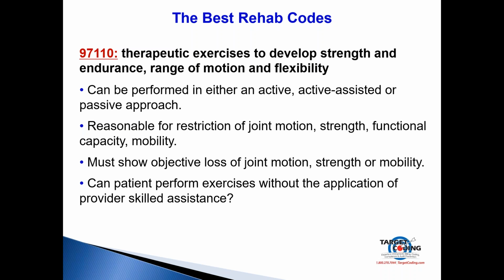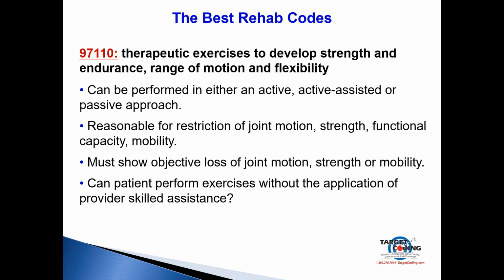So these therapeutic exercises can be performed with an active, assisted, or passive approach. Some of the doctors I work with, it's all passive. Some it's all active. It could be a combination, little here, little there. Used for restriction of joint motion, strength, functional capacity, mobility. Your documentation must show objective loss of joint motion, strength, mobility. If you're working with PI patients, I think it's a good idea to get a goniometer or dual inclinometer and get those degrees. Many doctors are eyeballing it, yet they're putting down certain degrees. I don't recommend that. If you're eyeballing the range of motion, then just use mild, moderate, severe restriction.